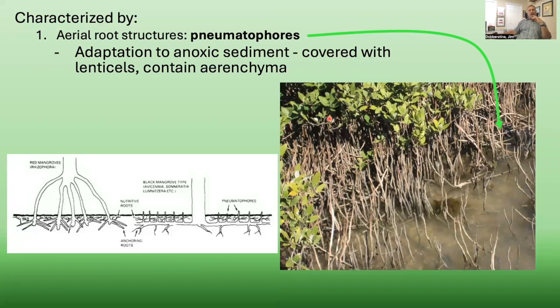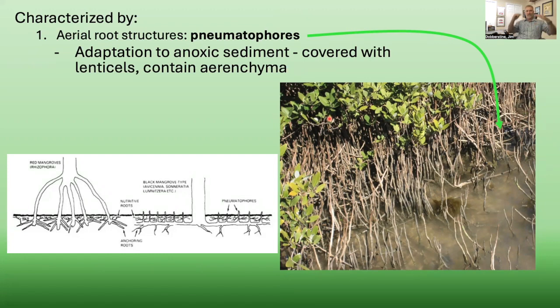The Avicennia are characterized by pneumatophores. So, when we talked about Rhizophora, we were talking more about prop roots, right? In this case, we tend to see more pneumatophores, and this species adaptation to an anoxic setting.